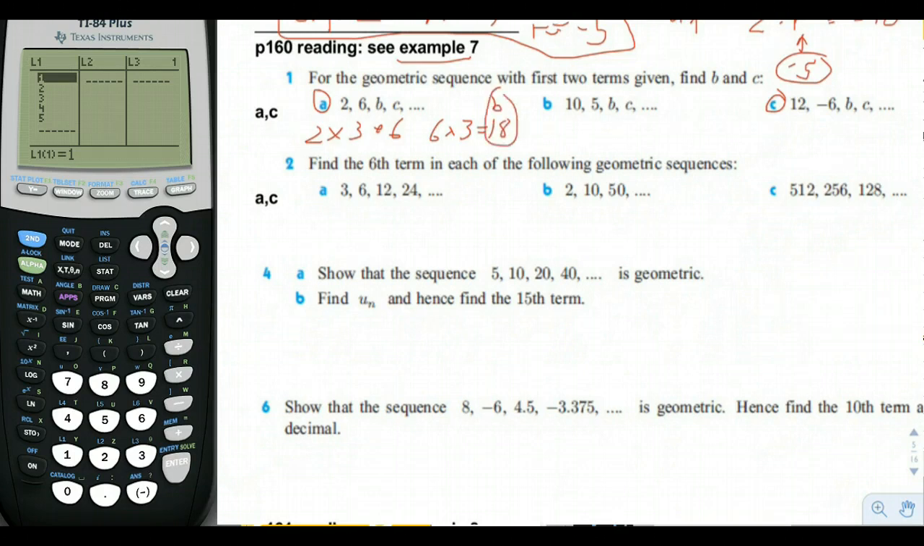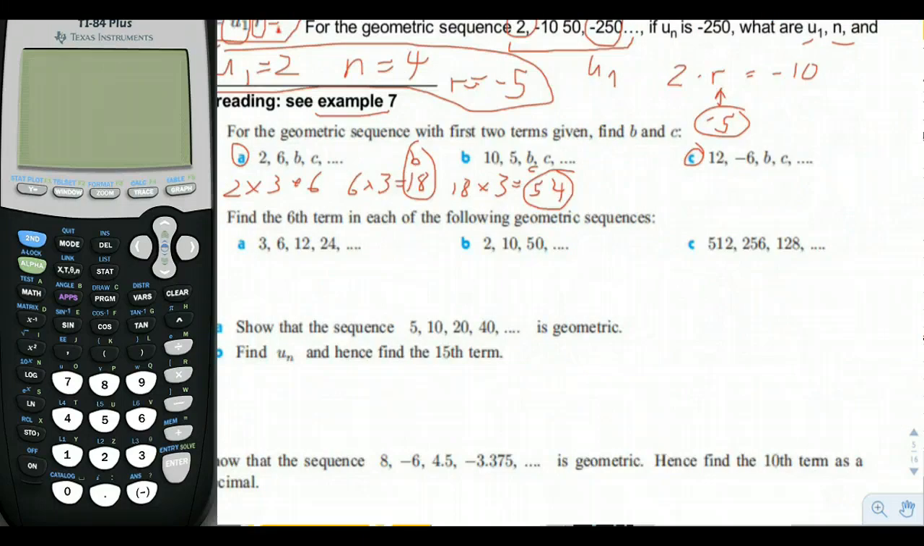Okay, and then we would multiply 18 times what? Times 3 again, and then we're going to get the next term. So that would be 3 times 18. That would be 54. Okay, so c would be 54. So basically we have 18 and 54 as the next two terms.